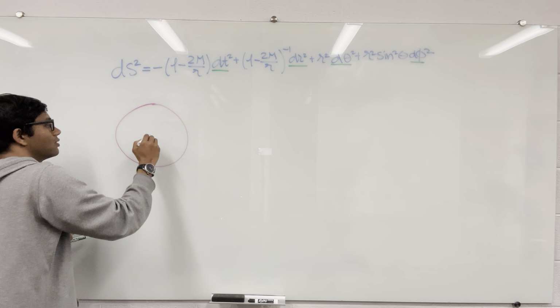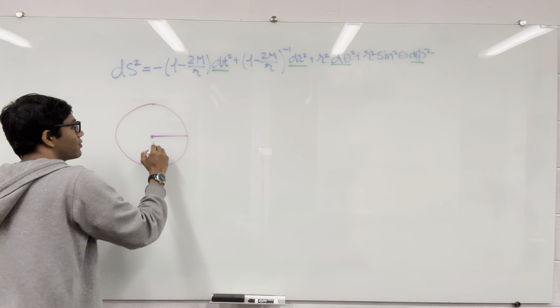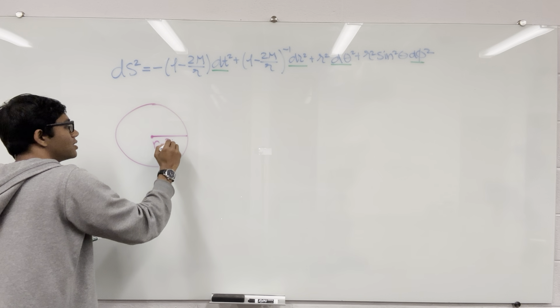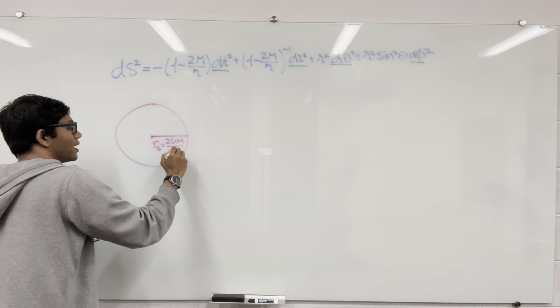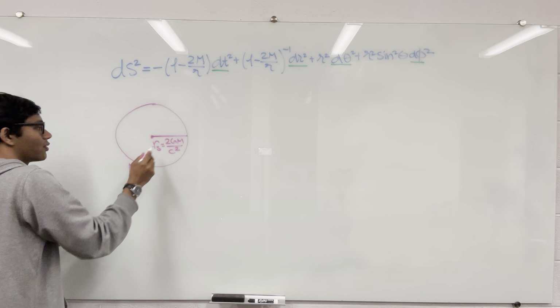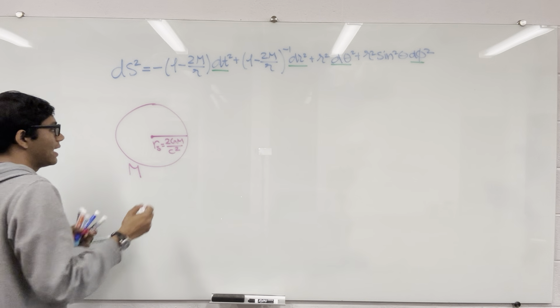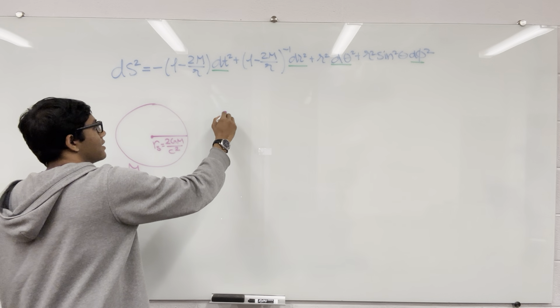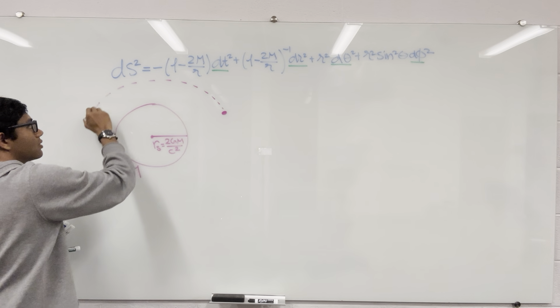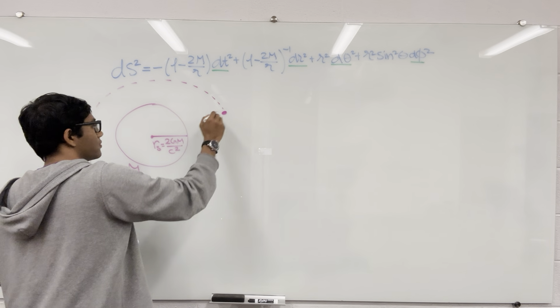Here's a black hole. The black hole has some Schwarzschild radius, R sub s, which is 2GM over c squared. M is the mass of the black hole, G is Newton's gravitational constant, and c is the speed of light. And here is a particle that is orbiting the black hole.